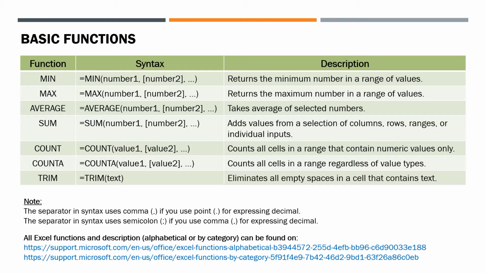And COUNT is to count all cells in a range that contain numeric values only. And COUNTA can count cells in a range regardless of the value type. So it can count text and also currency. It doesn't have to be a number if you use COUNTA. And also TRIM, to eliminate all empty space in a cell that contains text.